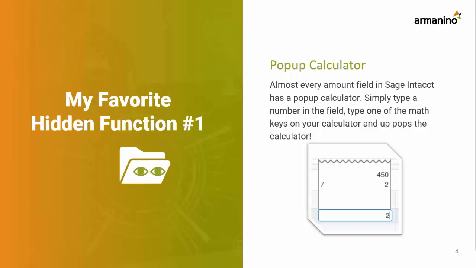Did you know that almost every amount field has a Popup Calculator? That's right. Simply type the first number and then press any of the math buttons on your keyboard and up pops the calculator. Once your calculation is ready, press Enter and the amount calculated will fill in the field. Let's take a look in Intacct.